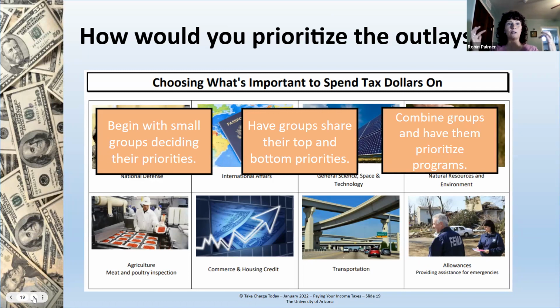And what happens when you combine a couple of groups is sometimes one group's top priority was another group's bottom priority. And so then they have to talk and say, well, why is this important? They have to learn how to share their opinions. And then I would see them moving things around.